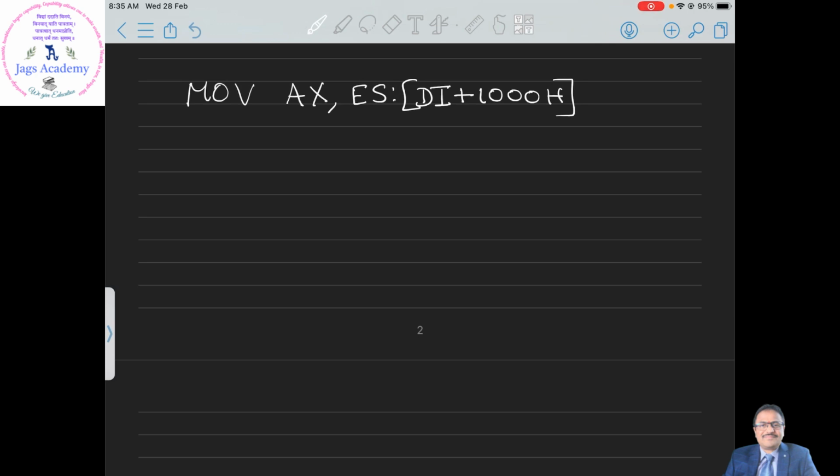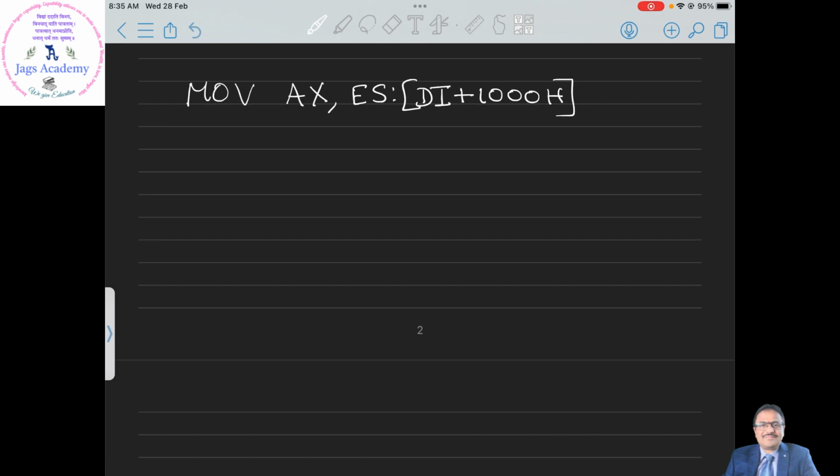In this video, we will convert this assembly instruction to the machine instruction. You can see this instruction has a segment overriding, right? Whenever you have segment overriding, you have to just put that segment overriding information as a prefix. So the prefix for ES, you can get it from the table.